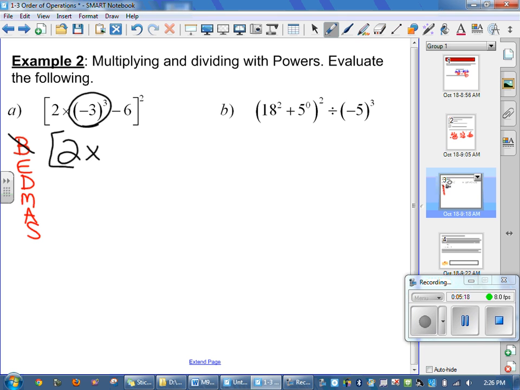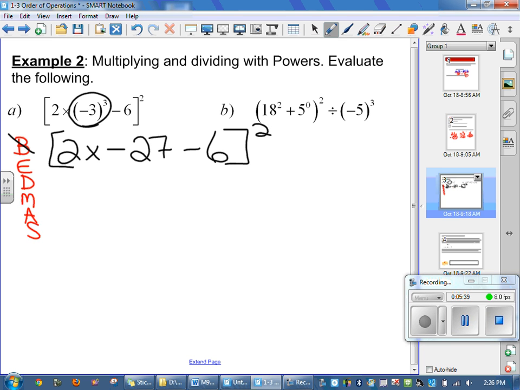So is that going to give me a positive or negative answer? Just by looking at that, what do you think? Negative, good, because I've got 3 negative signs. An odd number of negatives will give me a negative. So I'm going to have a negative what number? 27, good. Subtract 6, all exponent 2.